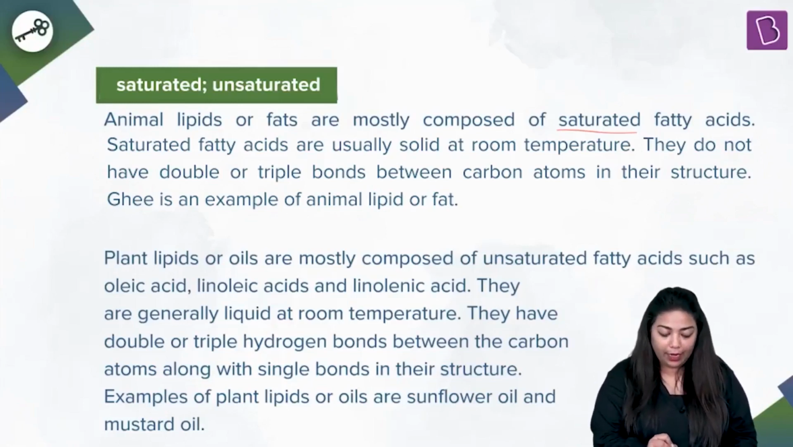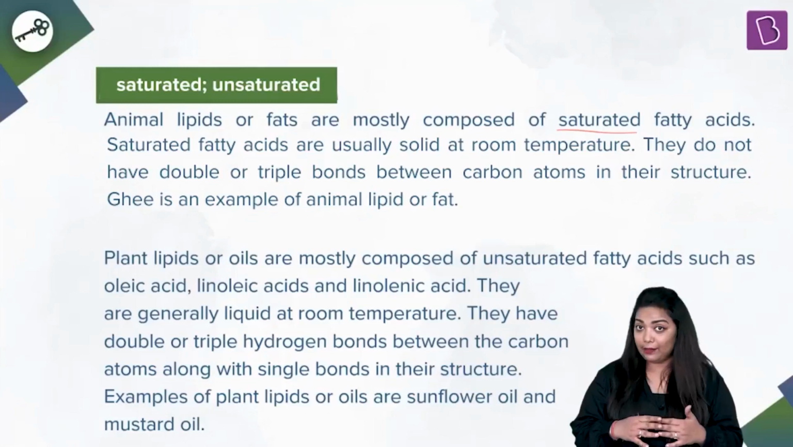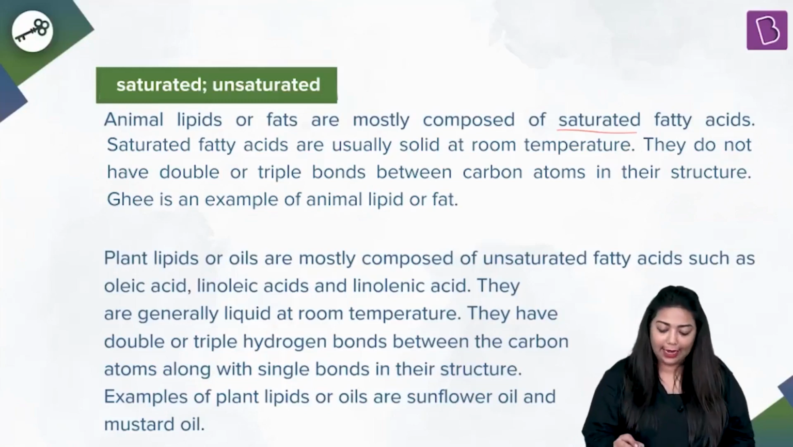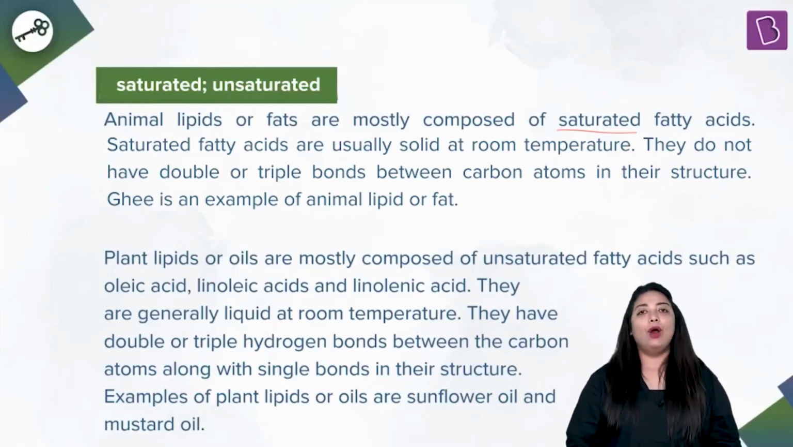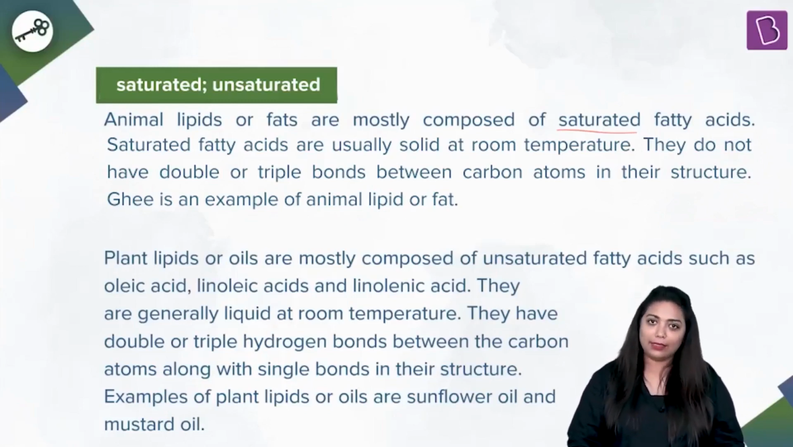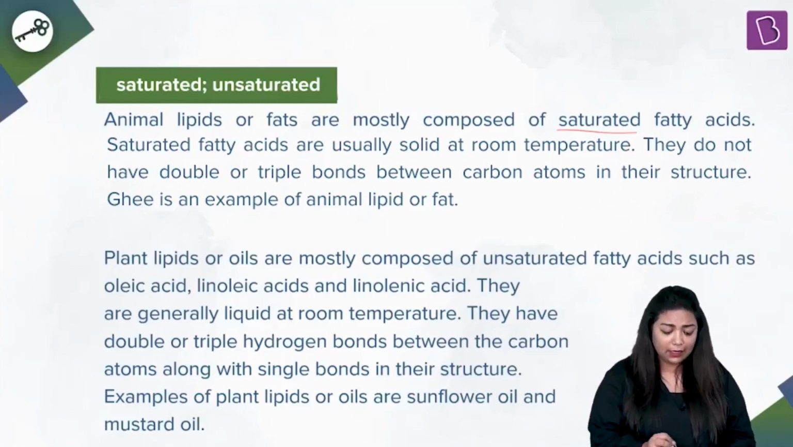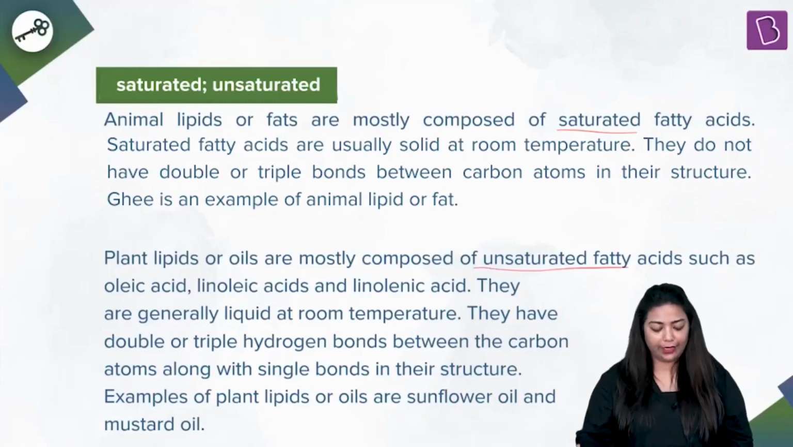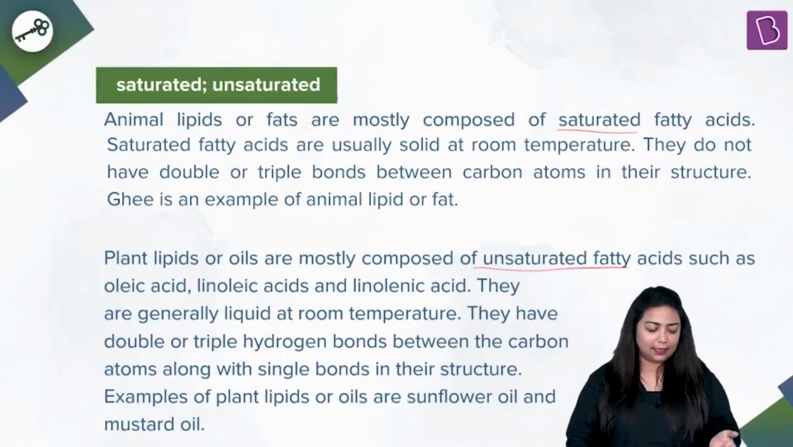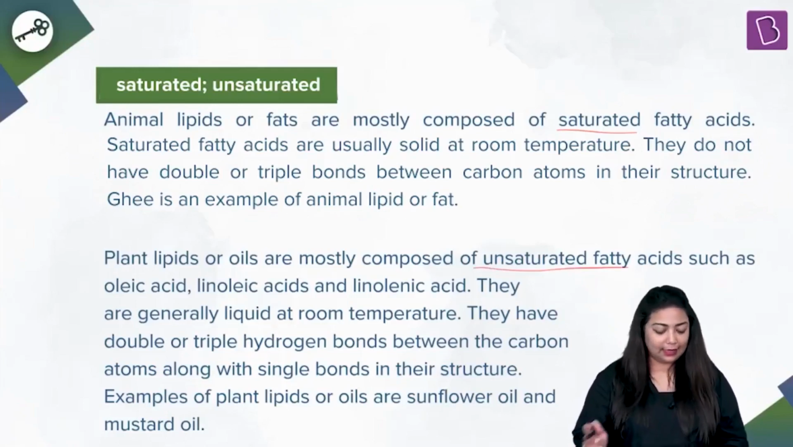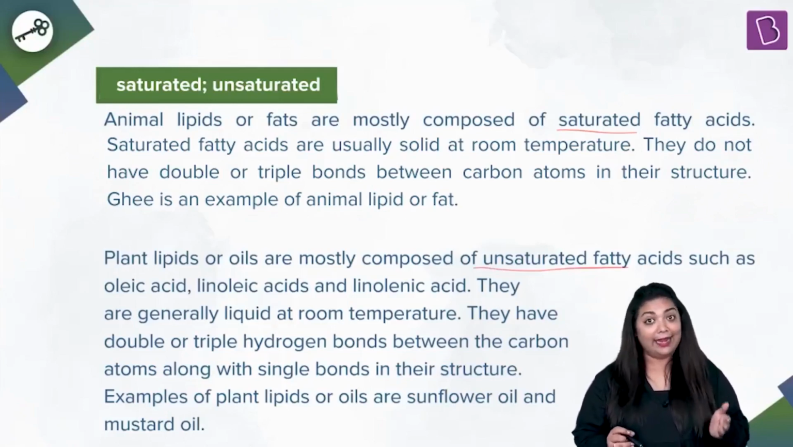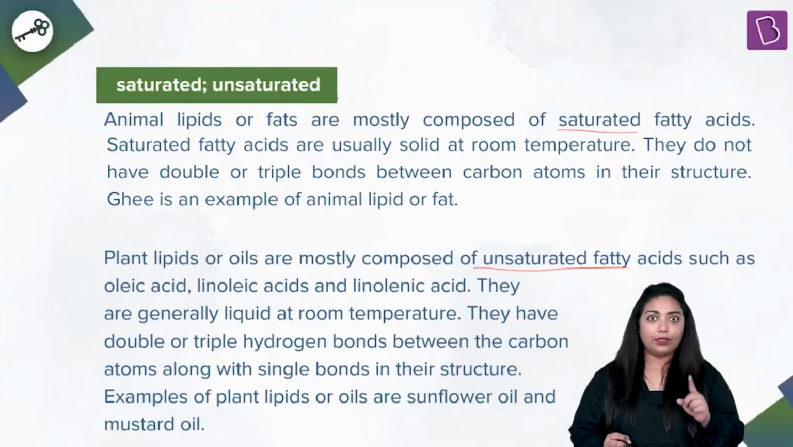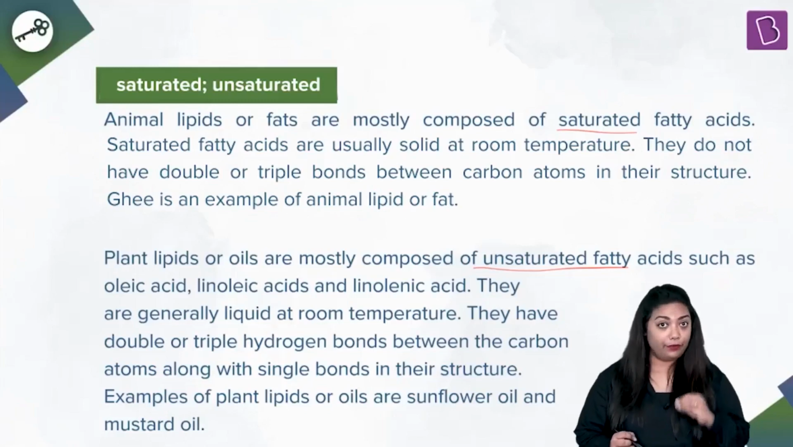They do not have a double or triple bond between the carbon atoms. So, they have a single bond. Okay. And ghee is an example of animal lipid or animal fat. Easy. Now, next, plant lipids or oils. They are mostly composed of unsaturated fatty acids. Now, what are those fatty acids? You have oleic acid, linoleic acid, linolenic acid. All important. They are very important for your diet, for your food consumption.